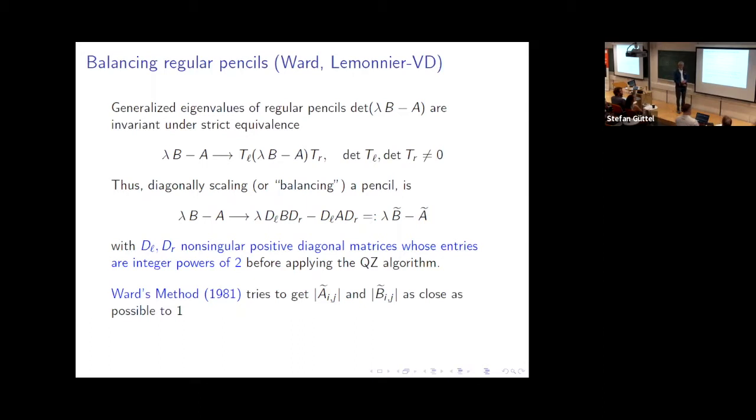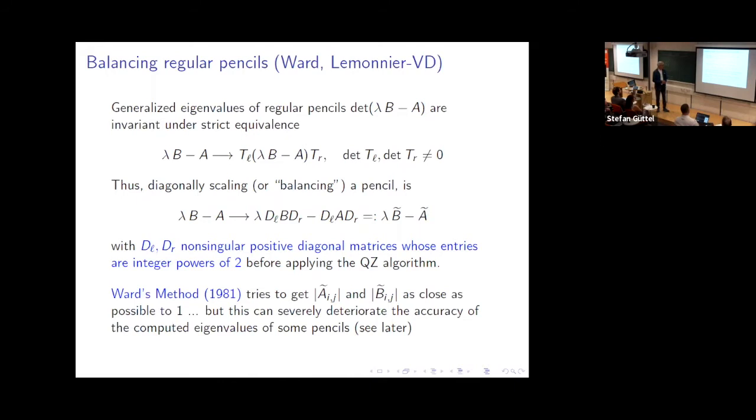Yes. The balancing idea that he had is to try to make all the elements in the two matrices of about the same size, which you cannot always do, of course, because you have 2n parameters in D_L and D_R, which are diagonal matrices, and there are 2n² parameters that you would like to balance. That's impossible. But this was a very good idea, and it improved the sensitivity of the eigenvalue computation quite often, but not always. It could also severely deteriorate the accuracy of the computation, as we will show in a few examples. This was in 81.